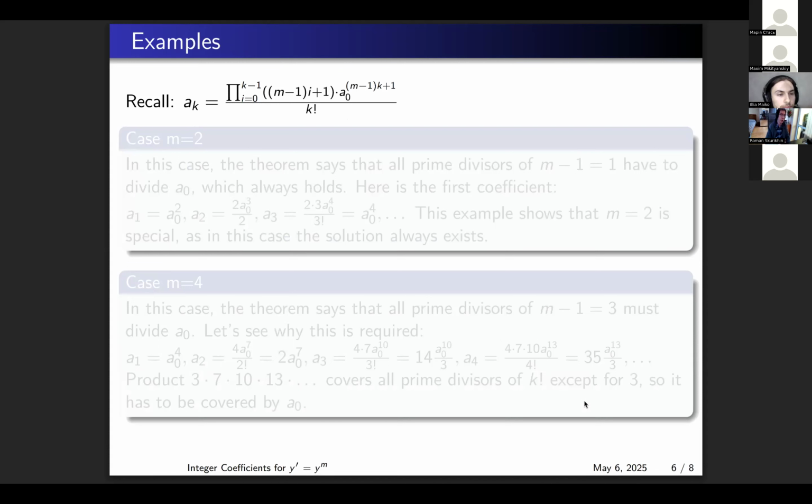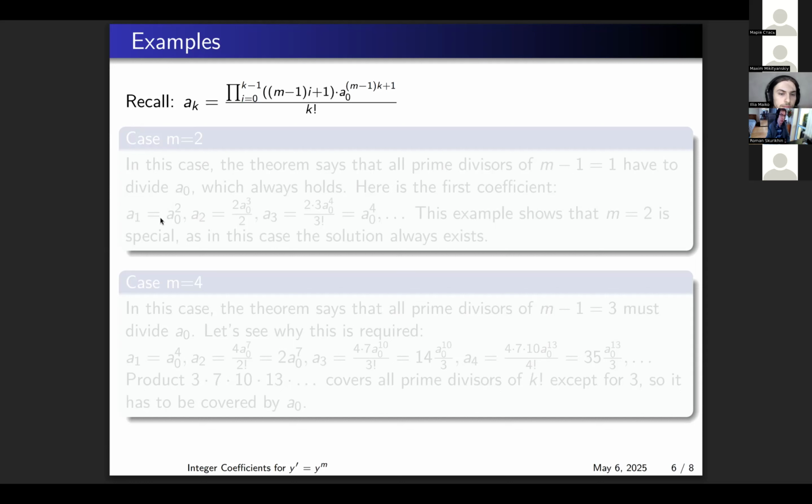Let's first look at the case m equals 2. In this case, the theorem says that we should look at the prime divisors of m minus 1. This is 1, so no prime divisors. So the condition of the theorem always holds. And let's look at how it works.